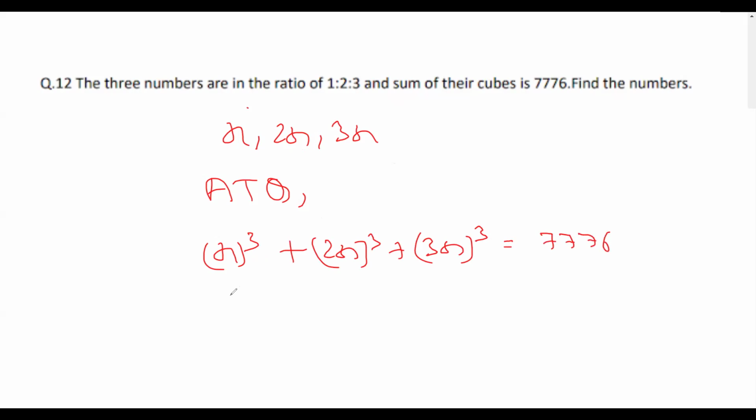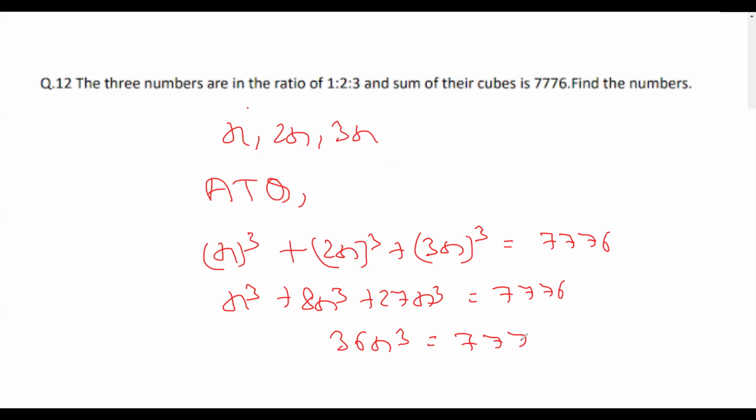7776. Now x cubed is what? x cubed. 2 cubed is 8, and x cubed is x cubed only. And likewise, 27x cubed should give you 7776. Now let's add these numbers. So 27 plus 8 is 35 plus 1, 36. 36 times x cubed is 7776.